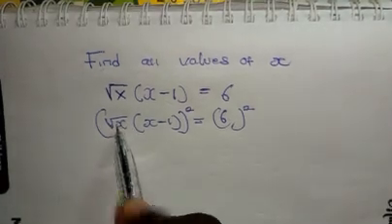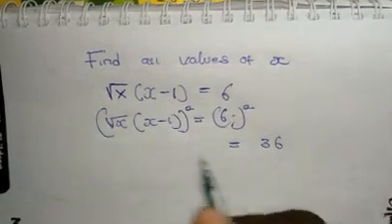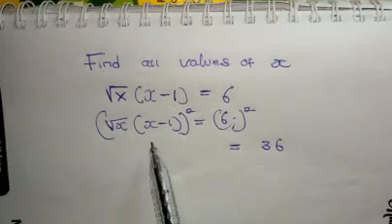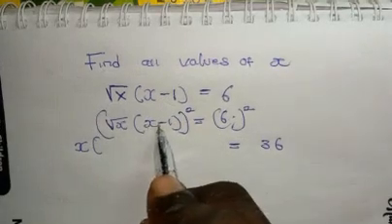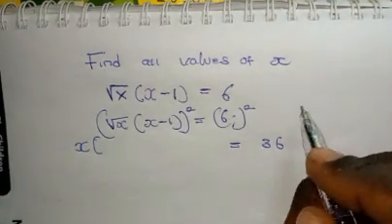Now let's expand. 6 raised to the power of 2 is equal to 36. Root s raised to the power of 2: don't forget the root is going to cancel the power. So we'll be left with s into the bracket, the expansion of s minus 1 raised to the power of 2. So let us record this property.